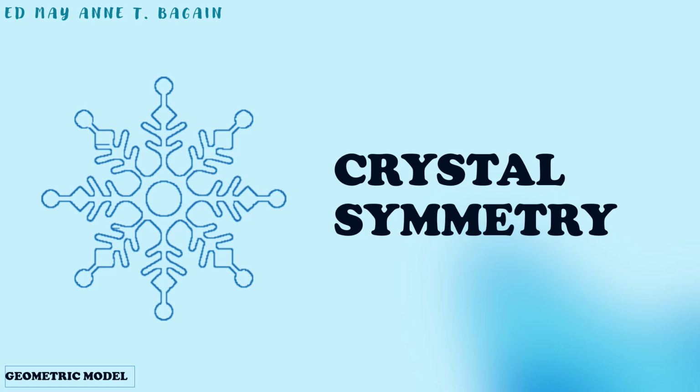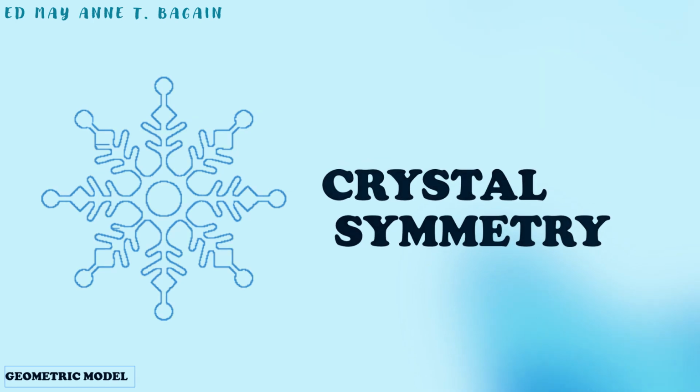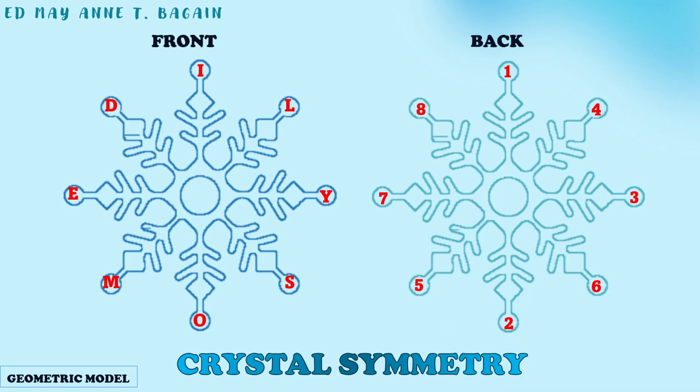Okay, so now let's talk about the labels or elements that I use for this model. For the front moves, we have the letters I, L, Y, S, O, M, E, D. And for the back moves, I used the numbers 1, 4, 3, 6, 2, 5, 7, 8. Each letter or number represents a rotation transformation on these snowflakes.